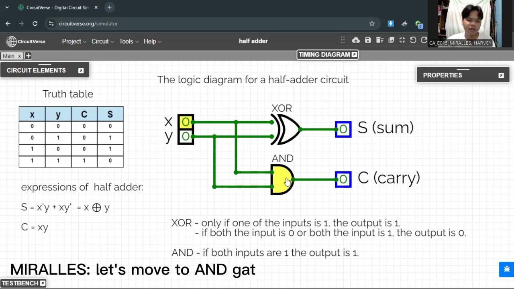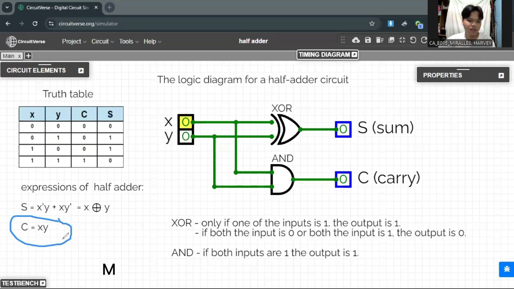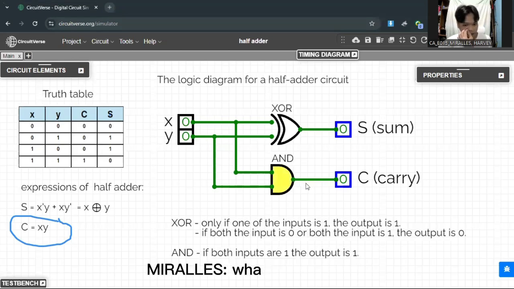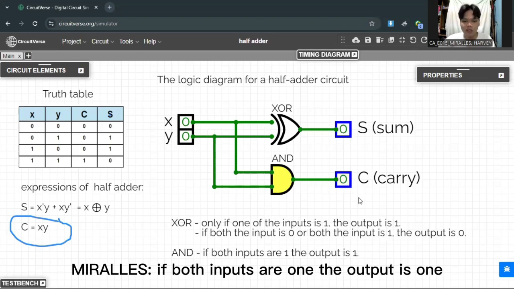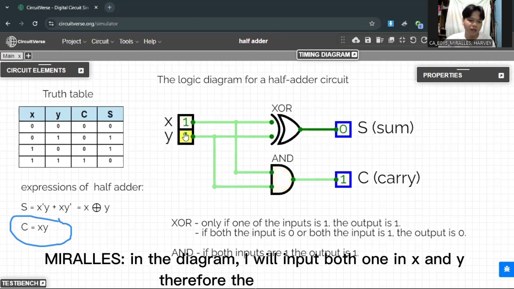So, dito naman sa AND gate, since sa expression natin nakabuo tayong expression na x, y, x and y. So, kaya naglagay ako dito ng AND gate. So, ano ba yung AND gate? If both input are 1, the output is 1. So, yung output daw niya is magiging 1 lang kapag yung parehong input niya is 1. So, dito, maglalagay ako ng input na 1 na pareho. So, ayan, yung output niya is naging 1.